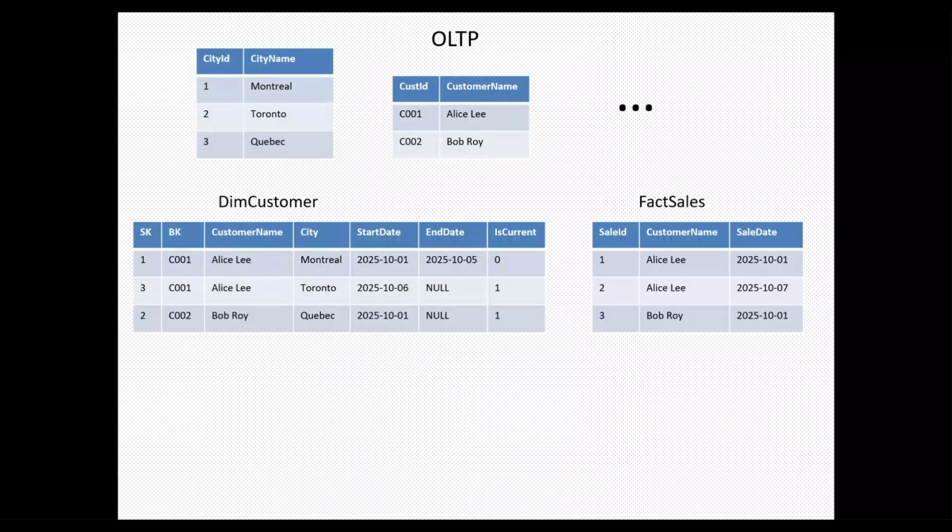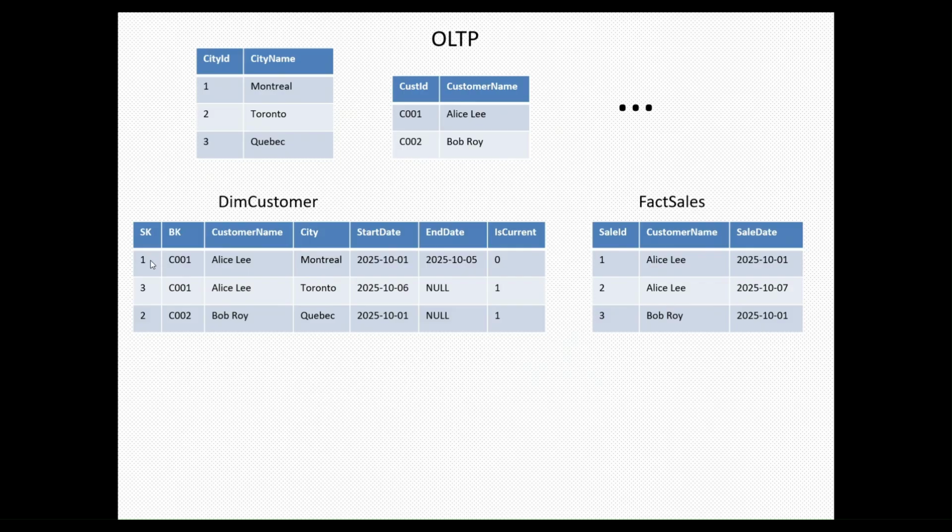So when we go through the star schema, we will create a dimension for customers and, let's say, a fact for the sales. So here in our customer dimension, if we use our business key, which is the same customer ID in here, as you see, if Alice changes city, it will keep the same business key.